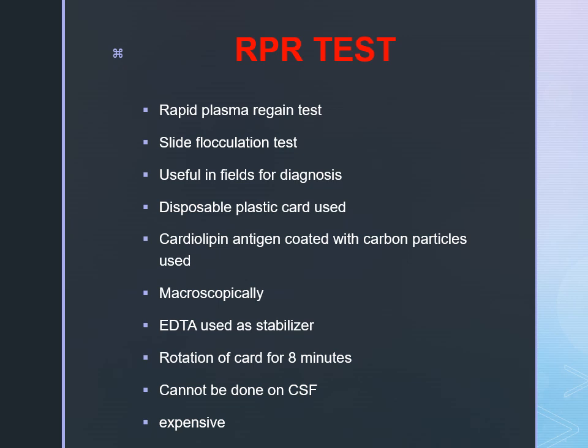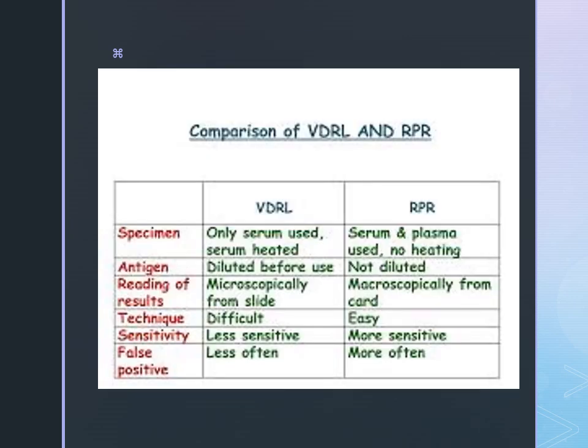But the main thing is that we cannot use it for CSF, and it is also expensive. So when we have a lower burden, we can go for the RPR test. Now this is the comparison of VDRL and RPR.